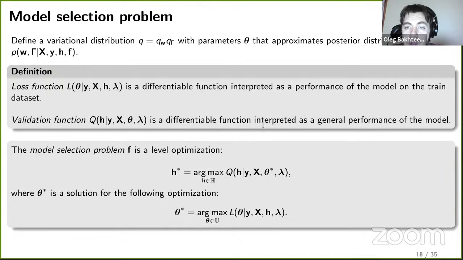Let's move to the formal problem statement. Given a variational distribution approximating the posterior distribution of the model parameters, given two functions, a validation loss function and a train loss function. The train loss function is responsible for optimizing the parameters, and the validation loss function is responsible for optimizing the model's hyperparameters. The problem of model selection is a two-level optimization problem, which is displayed on the slide. At the top level, we optimize the model hyperparameters, while the variational parameters of the model are optimized at the second level. The optimal variational parameters implicitly depend on the hyperparameter values.